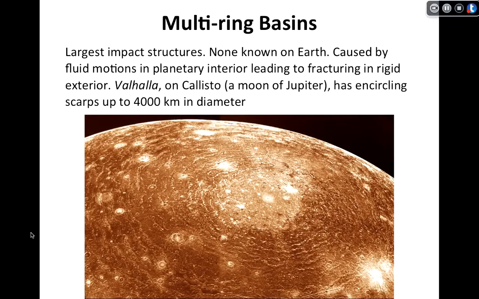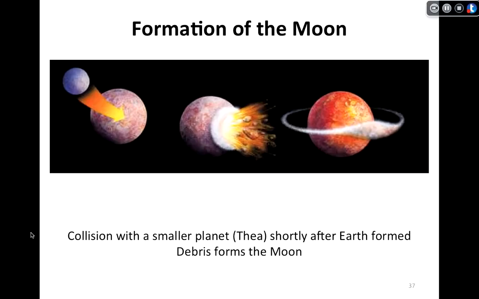When you get to really big impacts, you get multi-ring basins. This is Callisto, which is the moon of Jupiter. This is the Valhalla multi-ring basin. This impact was so big, the whole moon was going boom, boom, boom afterwards, oscillating back and forth, and that caused these circular cracks in the outside. And so these are up to 4,000 kilometers in diameter, so this is huge.